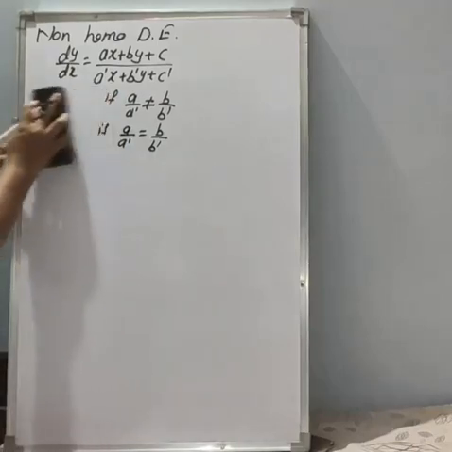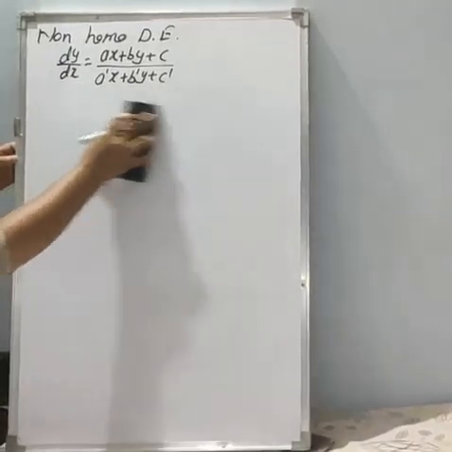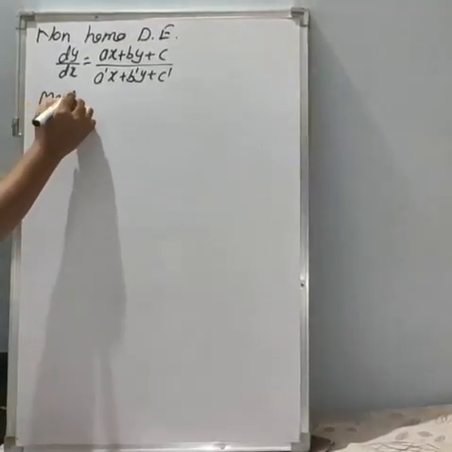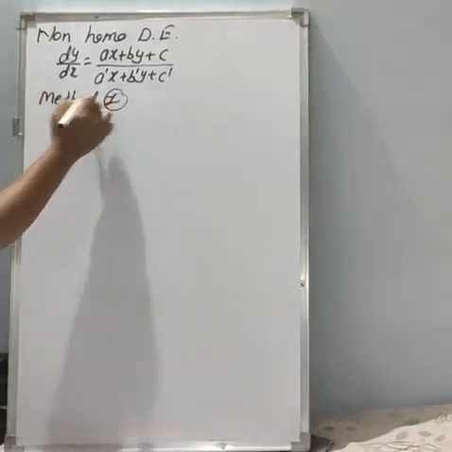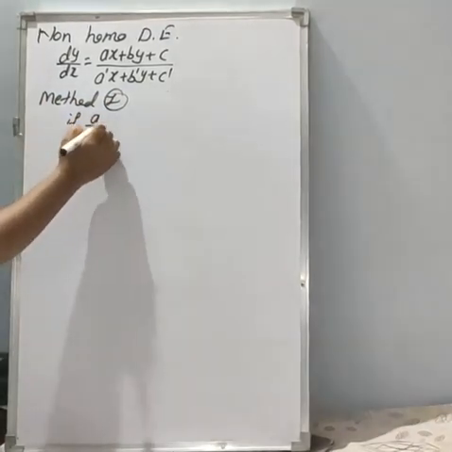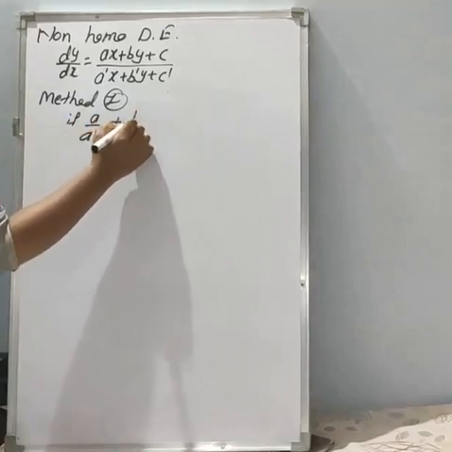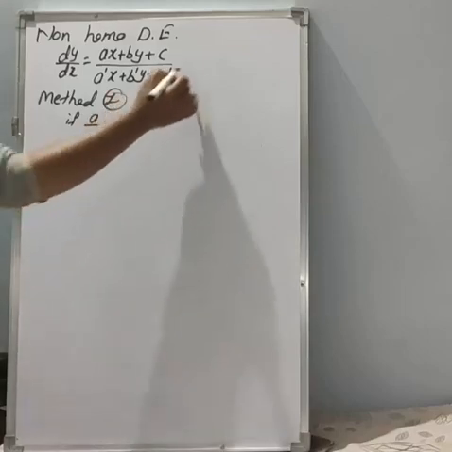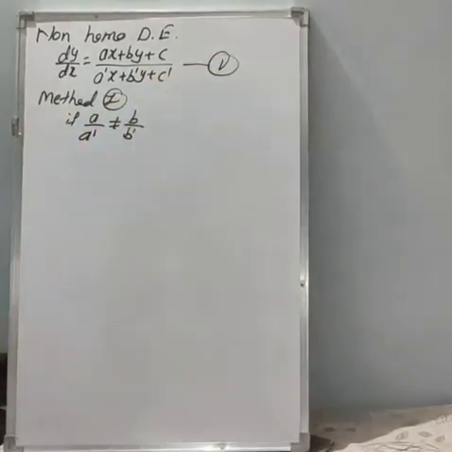First we will see case 1. Okay, if a by a dash is not equal to b by b dash. So method 1, that is how to solve the differential equation if a by a dash is not equal to b by b dash. Okay, suppose this is the given differential equation, and this condition is satisfied, that is a by a dash is not equal to b by b dash, then how to find the solution of the differential equation?